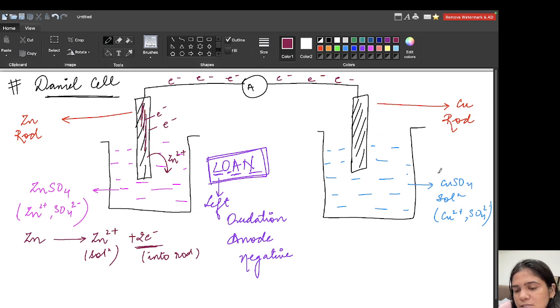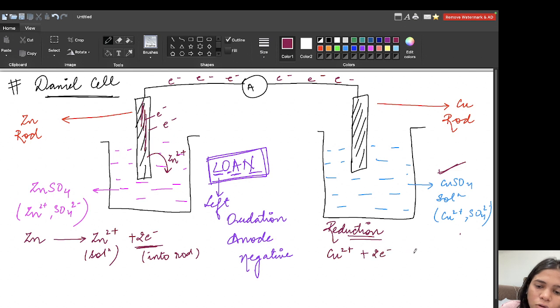On the right hand side, what solution do you have? CuSO4 solution, Cu2+ and SO4 2-. So what's actually happening here? On the right hand side, reduction is happening. Reduction is happening. It means the copper ion is accepting 2 electrons to give you copper. Copper ion is accepting 2 electrons to give you copper.